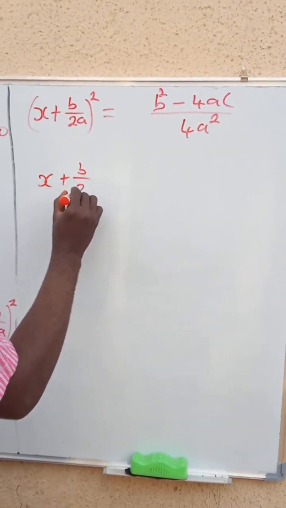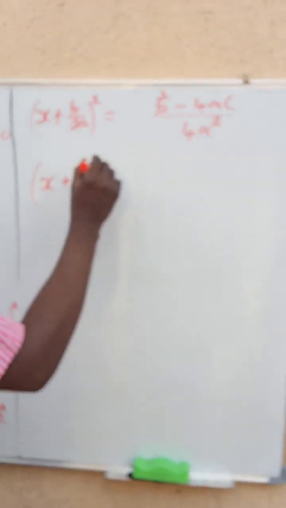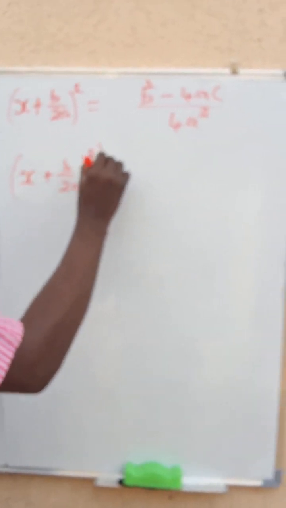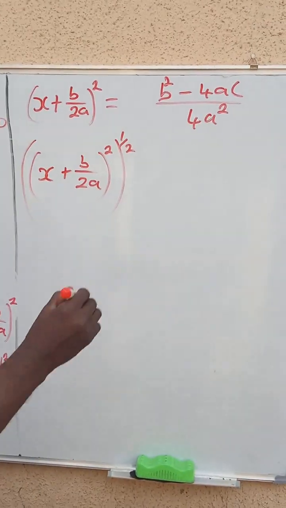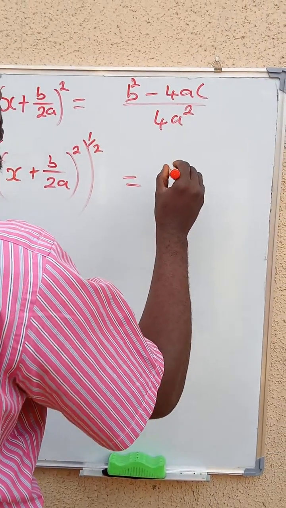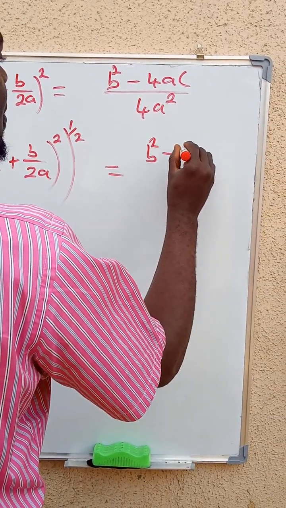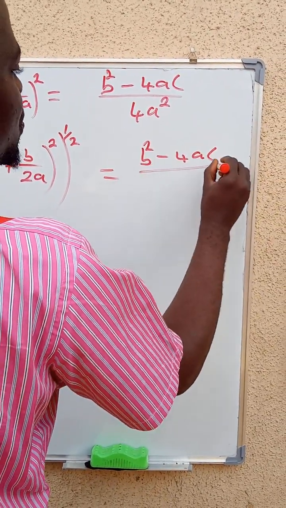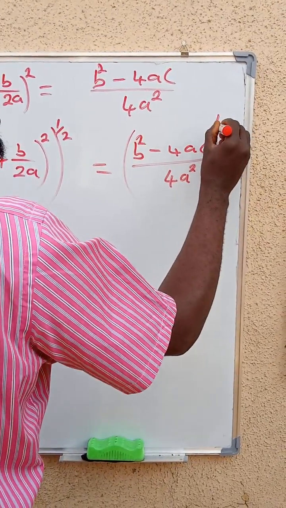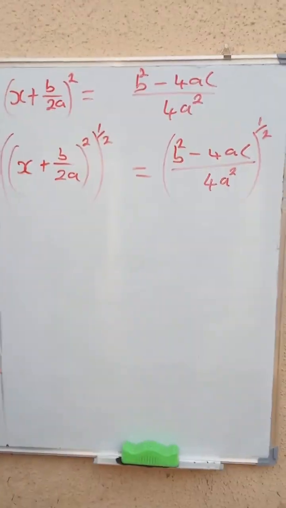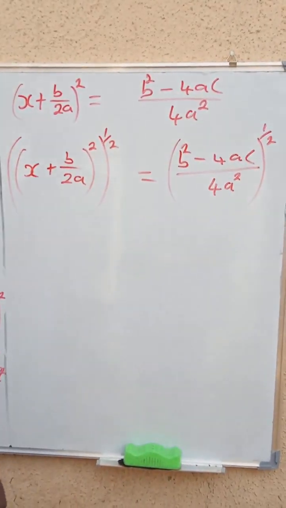When you have a square and they say take the square root of both sides, say it here. The square root of the left-hand side, (x + b/2a)², is raised to power 1/2. Now the square root of the right side, (b² − 4ac)/4a², is the same thing as raised to power 1/2. That is how to take the square root of both sides.